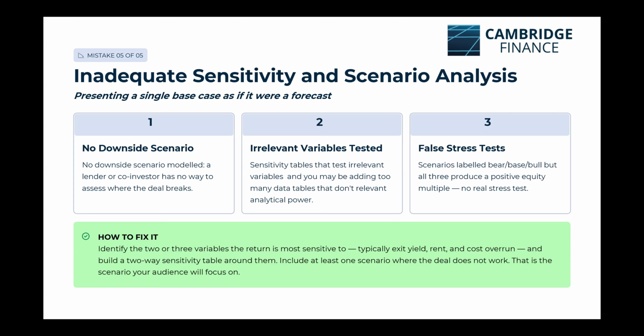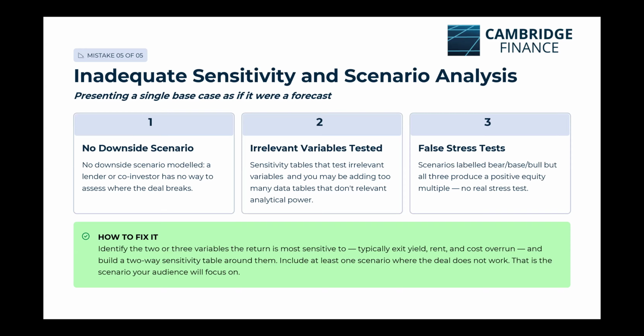Number one is an example here: no downside scenario modeled. A lender or investor has no way to assess where the deal breaks. So you need to be realistic and say, okay, this is the downside. In case instead of achieving full occupancy in 1 year, you're going to achieve full occupancy in 3 years. In 3 years, will this deal break? What's going to happen? Or cost inflation, if it's too high, and so on and so forth.